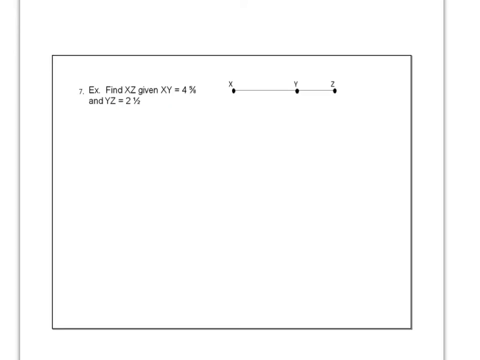Next, find XZ. Again, that's the distance from X to Z. Given that XY is 4 5/8 and YZ is 2 1/2. So to find the length from X to Z, we're going to have to add the two short parts together. So we're going to add 4 5/8 plus 2 1/2. This is why we practiced fractions. Are these numbers ready to add? No, we have to get a common denominator. So 8 and 2, a good common denominator might be 8.